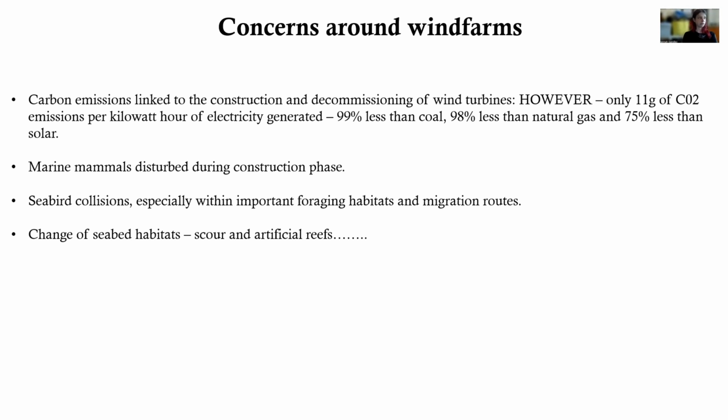Seabird collisions are a big problem potentially. However, if you avoid their foraging habitats and their migration routes, that's going to help massively. And now on all wind farm projects, at least in the UK, they'll be talking to seabird experts, conservationists, to see whether the placement of a wind farm is going to be problematic for seabirds and how best to mitigate that. And then there's a change of the seabed habitats brought about by putting a physical turbine on the seabed. So we get scour created, which I'll talk about in a minute. We also get artificial reefs, which are quite interesting.